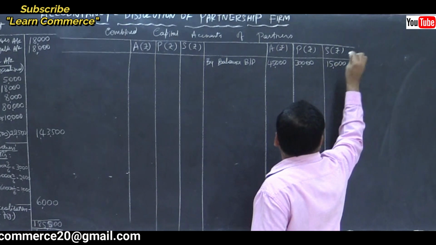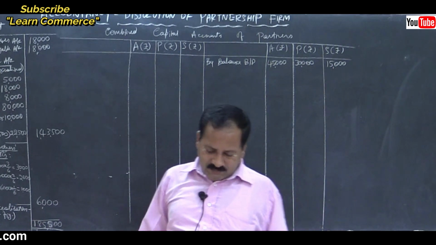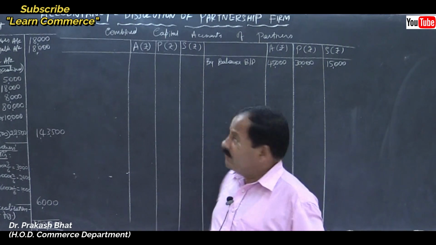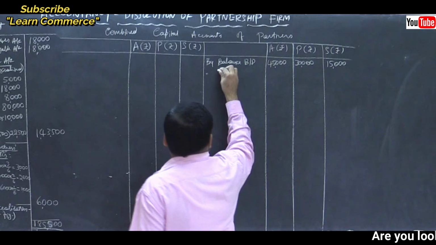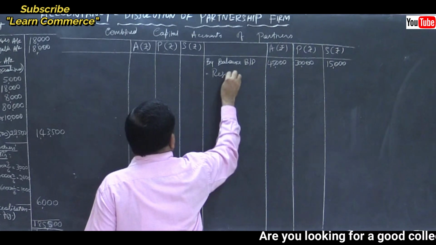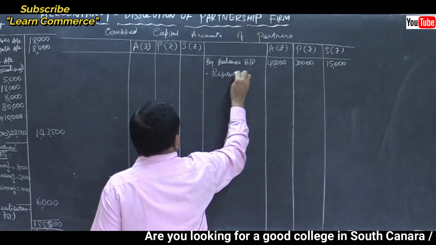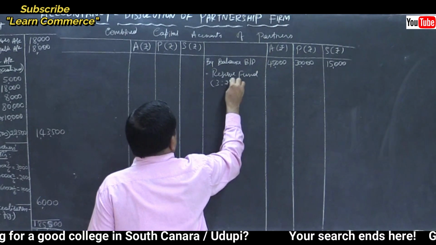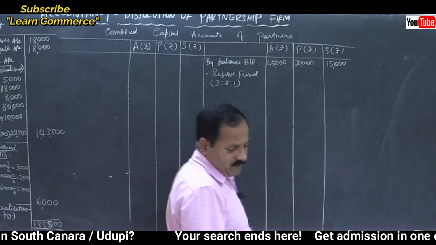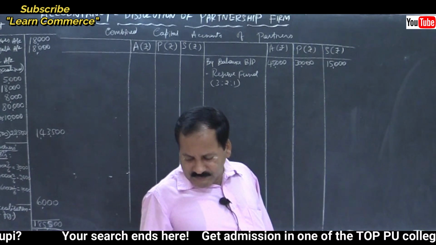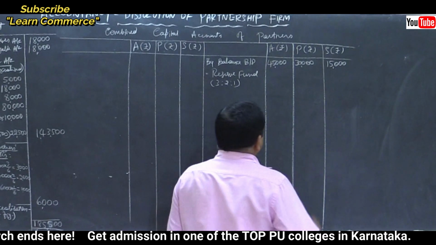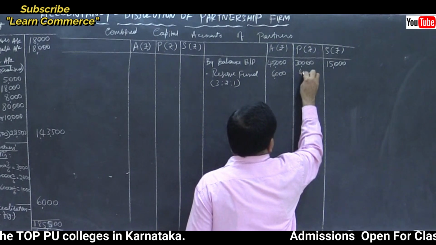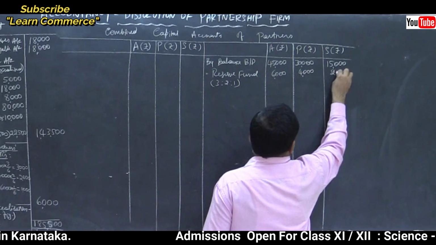Then refer to the balance sheet. On the liability side, there is a reserve fund. Give credit to partners, distribute it among the partners. Reserve fund, what is the ratio? 3:2:1, only one ratio is there, right? So 6, 4 and 2, 12,000 is there, so 6,000, 4,000 and 2,000.